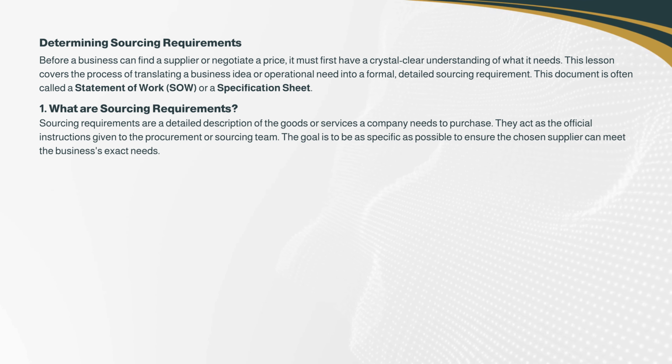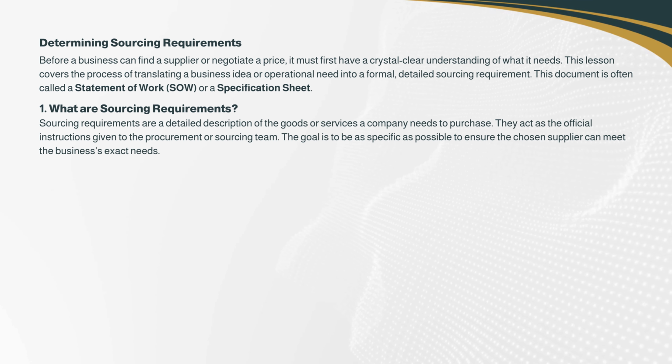Operational requirements. How will the product be used and supported? Example: the mug must be dishwasher and microwave safe. The supplier must provide a replacement warranty. Regulatory and compliance requirements. What rules must the product follow? Example: the mug's ceramic glaze must be lead-free and comply with FDA food safety regulations.